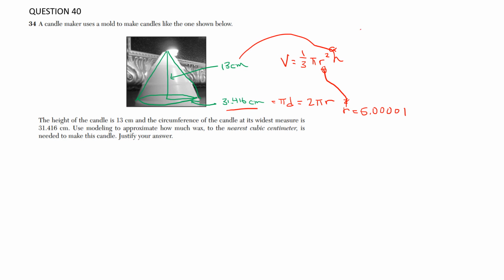Doing that, we get 1/3 pi times 5.00001 squared times 13. Multiplying that out, we get 340.340, in units of cubic centimeters. It tells us to round to the nearest cubic centimeter, so we can round this down to just 340 cubic centimeters as our final answer.